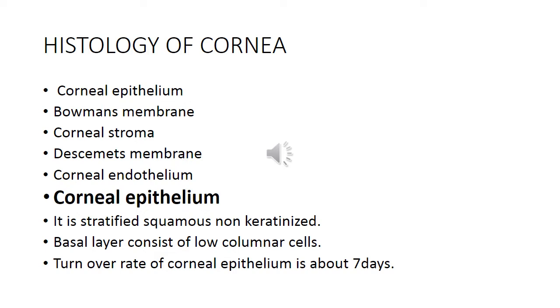As you all know, in stratified squamous non-keratinized epithelium the basal layer consists of low columnar cells, then comes the polygonal cells, and on top are the squamous cells. Now, like other stratified squamous epithelia, the corneal epithelium also undergoes constant renewal throughout life. The cells in the basal layer continuously proliferate, while the more superficial cells constantly desquamate from the surface of the cornea.